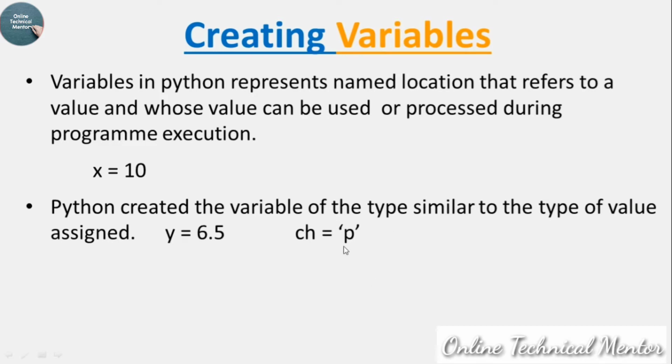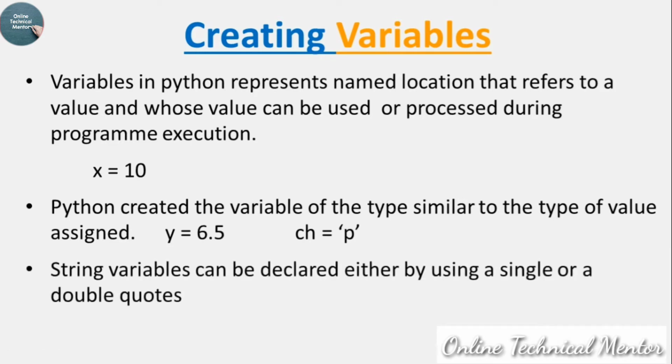Again, when you are assigning a symbol enclosed within a single quote, it is treated as character. So when you are assigning character to some variable, then ch will be treated as character. In the same way, when you are assigning the value 10 within x, that means x will be treated as integer. So you do not have to declare the data type of the variable separately.